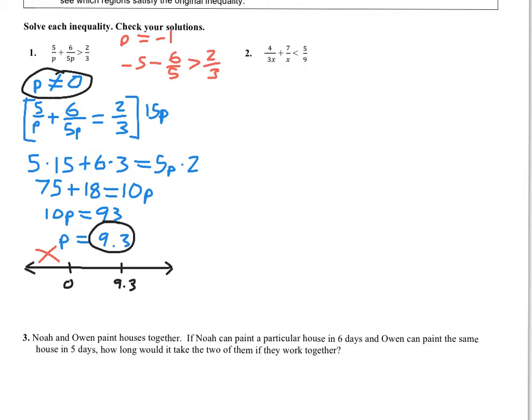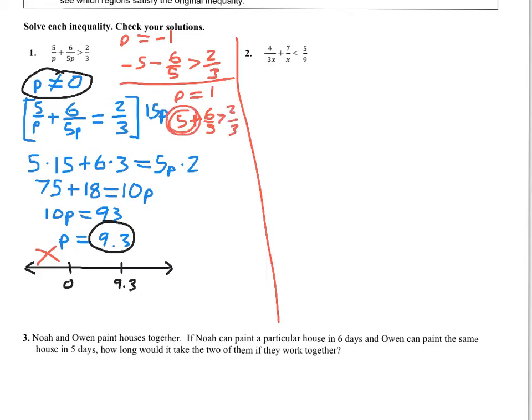Alright, now we have to test a number between 0 and 9.3. I think the easiest number to test there would be 1. So I'm going to plug in p equals 1, and we get 5 plus 6 over 5 is greater than 2/3. Well, 5 alone is greater than 2/3. So if we add another positive number, it will still be greater than 2/3. So this middle area works.